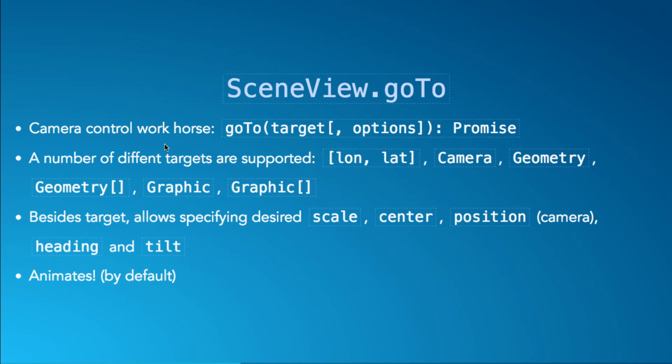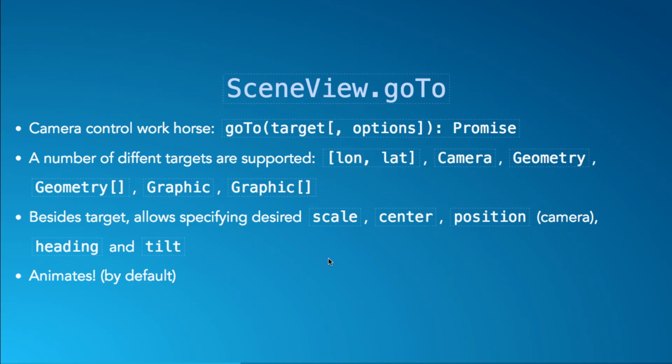So we have a number of different targets that are supported for the GoTo. You can do a long lat, you can do a camera, geometry, multiple geometries, or multiple graphics. I will show some examples of this. And this can be quite convenient. You can also specify additional things. You can say, okay, I want to view these graphics, but at this approximate scale. Or I want to view these graphics, but I want that the camera is at this position. And then this will calculate for you the appropriate heading and tilt of the camera to do that.